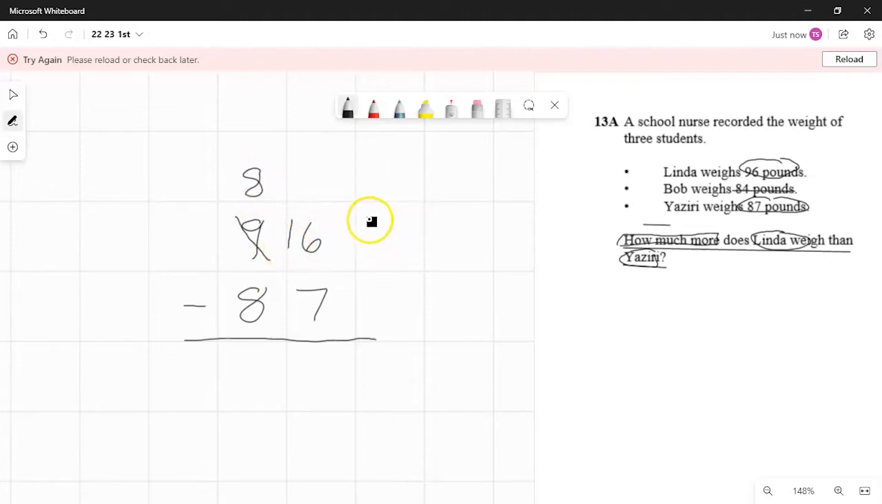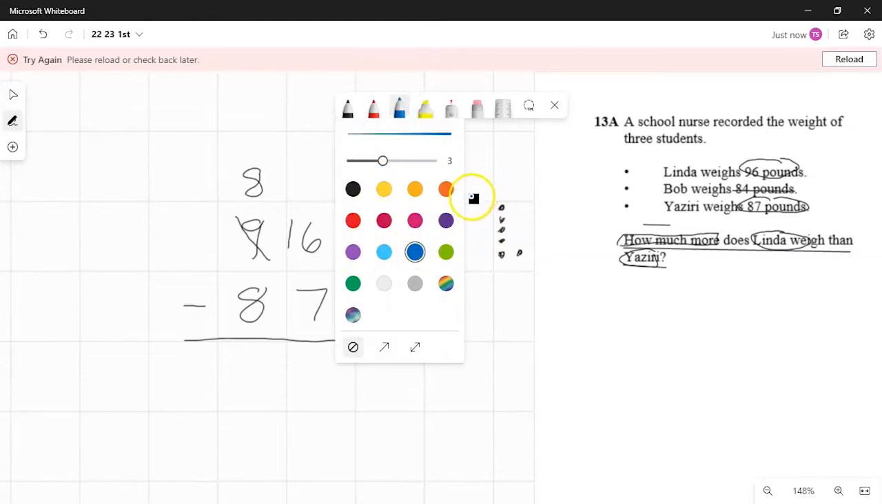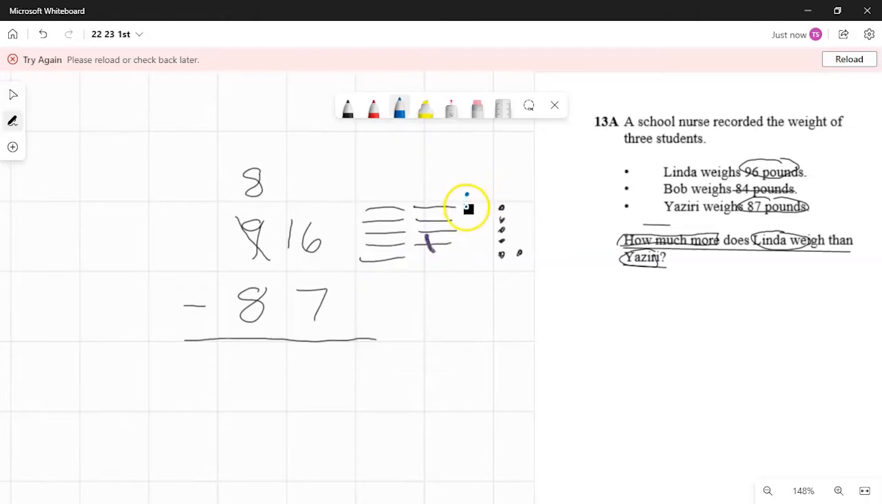If I was modeling that problem, it would look like this right here. 96, that's 10, 20, 30, 40, 50, 60, 70, 80, 90, and 6 is 1, 2, 3, 4, 5, 6. Okay, so I've got more on the floor. That means I got to go next door. I cannot take 7 away from 6. So I'm going to take one of my 10s there and replace that with 10 1s. So that's 1, 2, 3, 4, 5, 6, 7, 8, 9, 10. Now it looks just like my other problem over here. I've got 8 10s now and 16 1s.